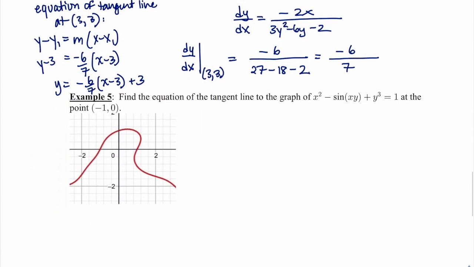All right, next up, find the equation of the tangent line to the graph of x squared minus sine xy plus y cubed equals 1 at the point negative 1, 0. So again, we want to first just find the derivative of each side with respect to x.